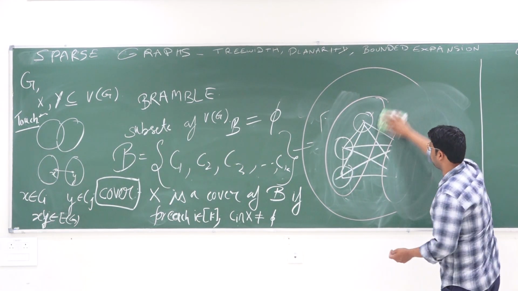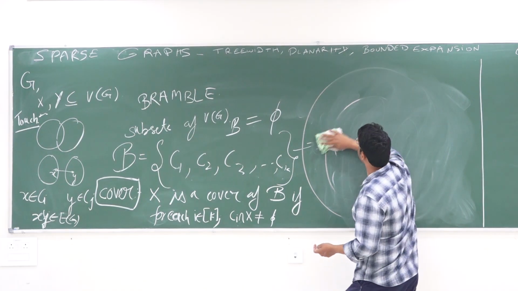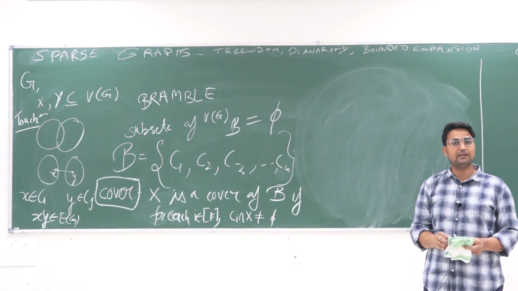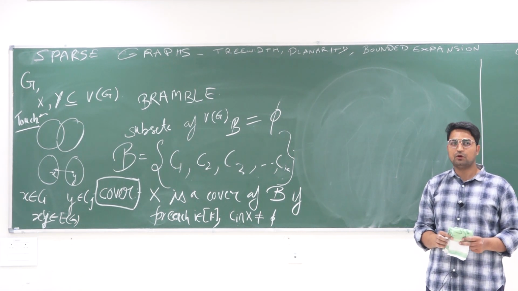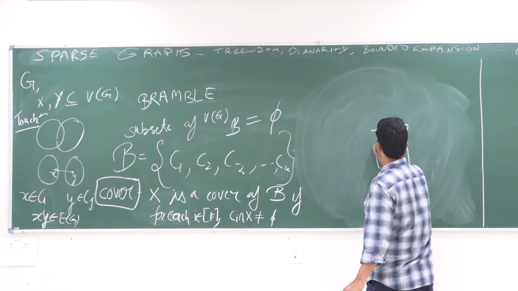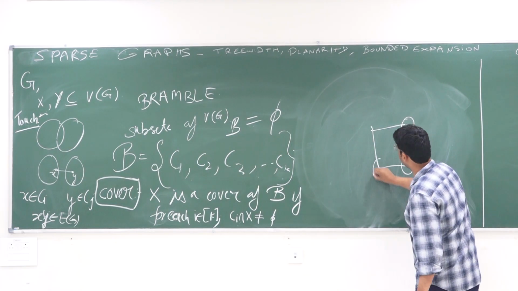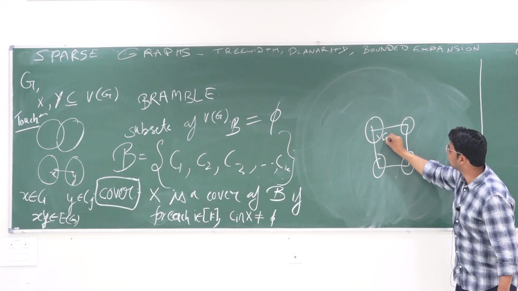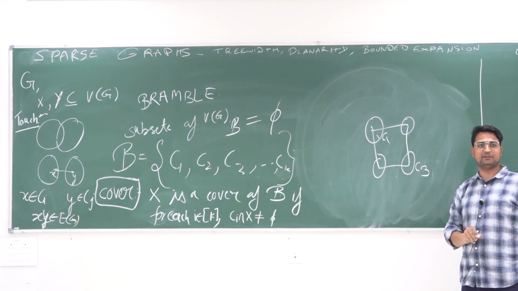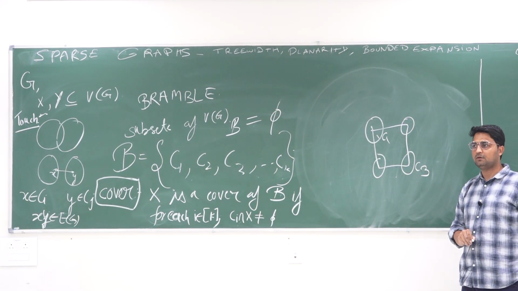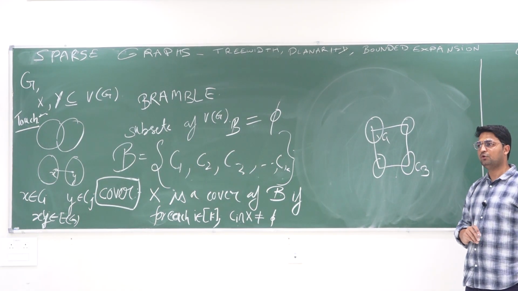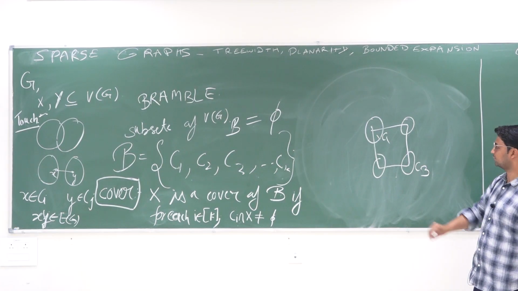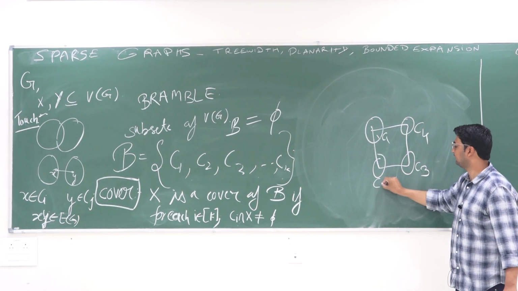So, in every general graph, every set of vertices can be a Bramble? No, it has to satisfy the proper condition. This is not a Bramble because my Bramble sets C1 and C3 don't touch each other. For a complete graph it's true, because everybody touches everybody. Here C1 and C3 do not touch, and similarly C4 and C2 do not touch.